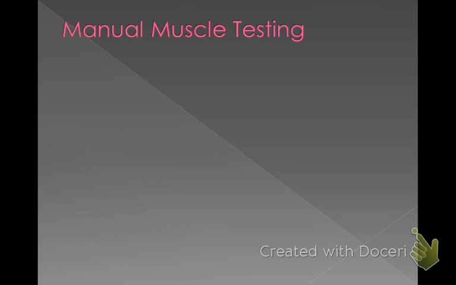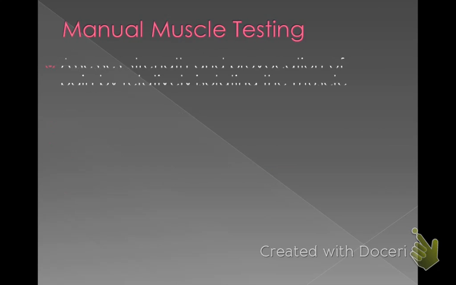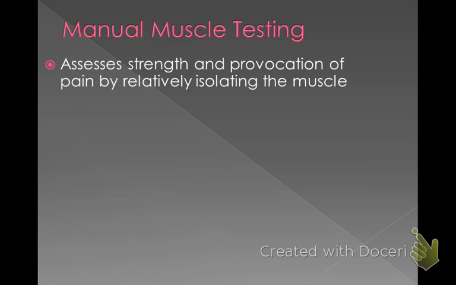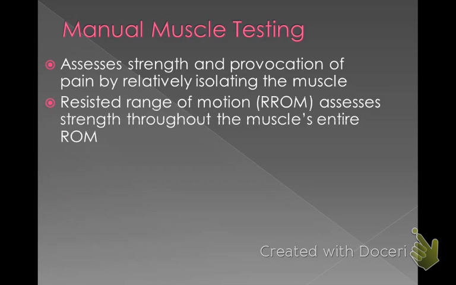And as the name describes, really what we're doing is assessing the patient's strength and pain provocation by isolating essentially one of the muscles or multiple muscles within a particular muscle group. And so basically what we're going to do is resist range of motion, right? And this allows us to assess the strength throughout the muscle's entire range of motion.